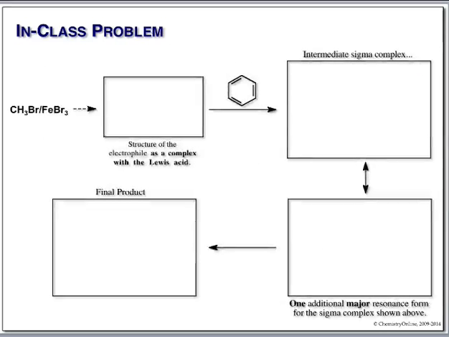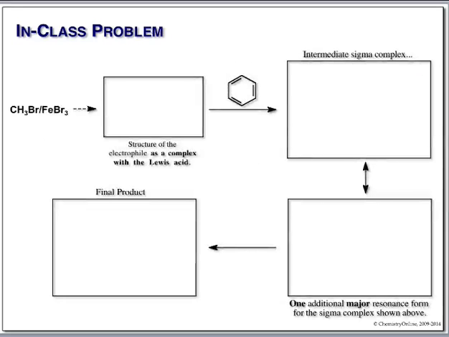All right, there will be a mechanisms problem. Now, you don't know very many mechanisms, so this really shouldn't be real challenging. This is simply the mechanism for electrophilic aromatic substitution, and we're doing Friedel-Crafts alkylation. First thing you're asked to do here is to draw the structure of the electrophile in complex with the Lewis acid. So that's this guy.